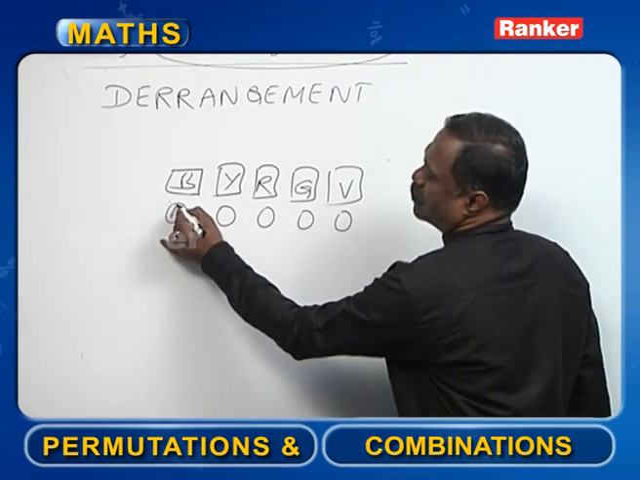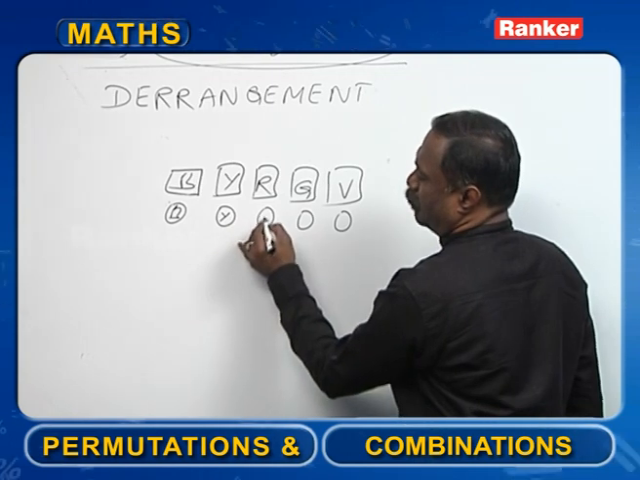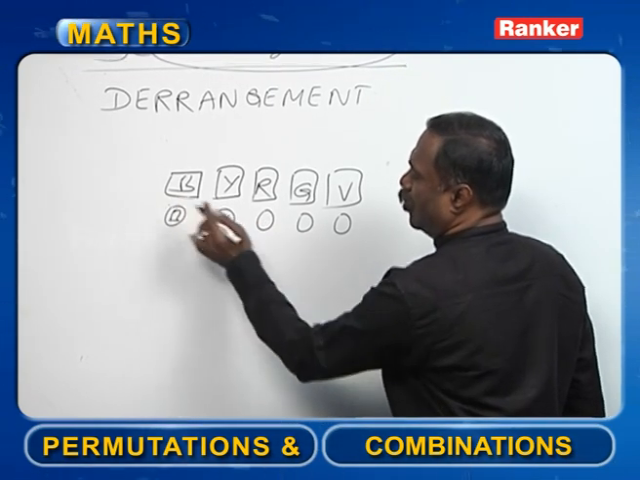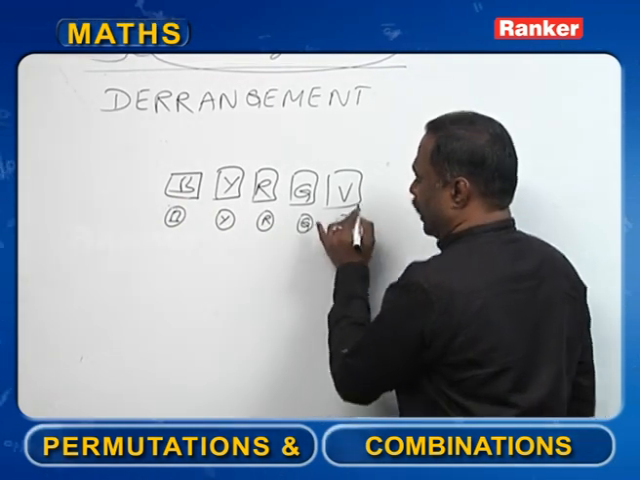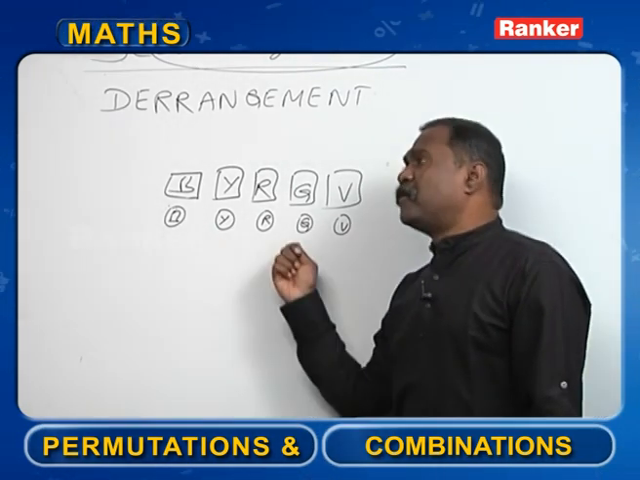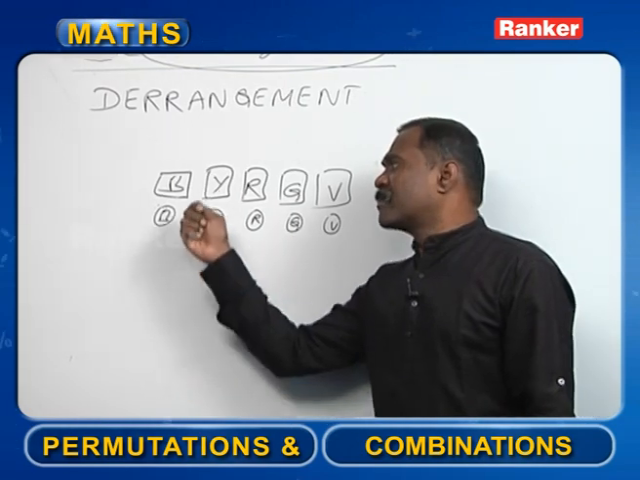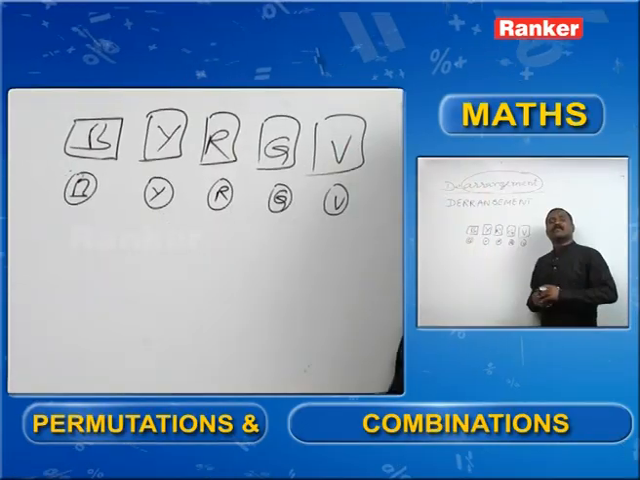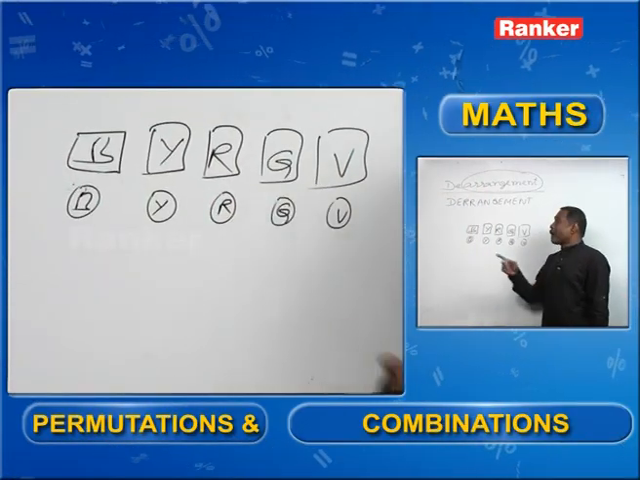Balls are also of the same color: blue, black, yellow, red, green, violet. Now you have to distribute these balls in such a way that the ball of the same color should not go into the same color box. Do you understand what I'm saying?